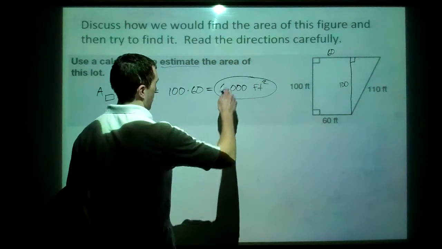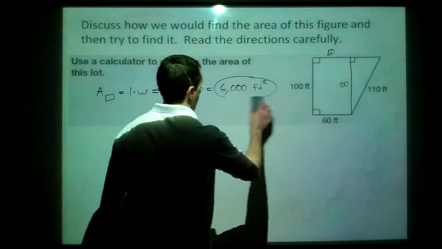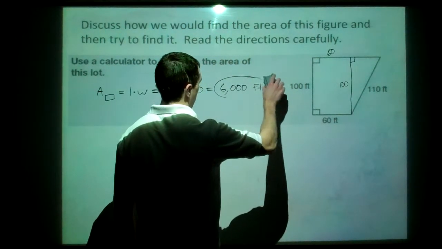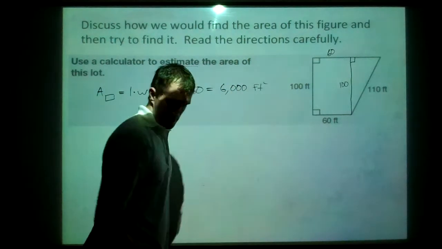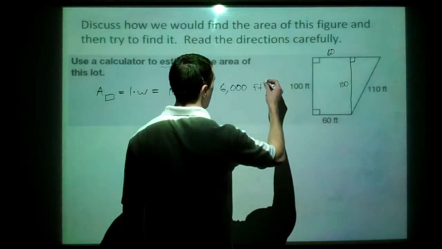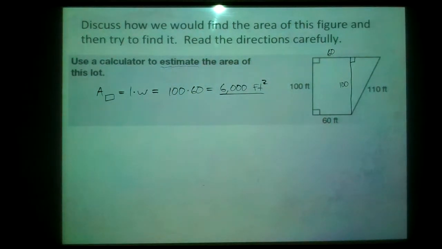Let's not circle that. That's not our final answer. That's the area of our rectangle, and we've got that taken care of. We'll just underline it. So there's our rectangle area.